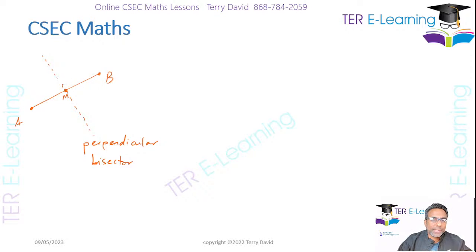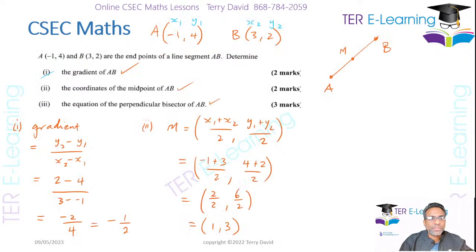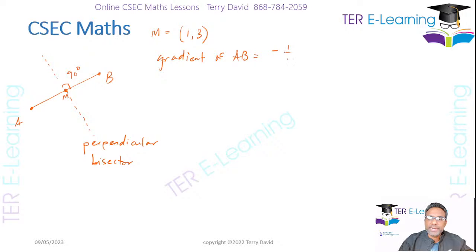Now, when we say perpendicular, it means that that line is cutting AB at 90 degrees. So this angle here is 90 degrees and it's passing through the midpoint. So that's why they asked us to work out the midpoint. The midpoint that we got just now was 1, 3. Now the gradient of AB, they made us work out that. We got, I think it was -1/2. Let's double check that. Yeah, we got -1/2.